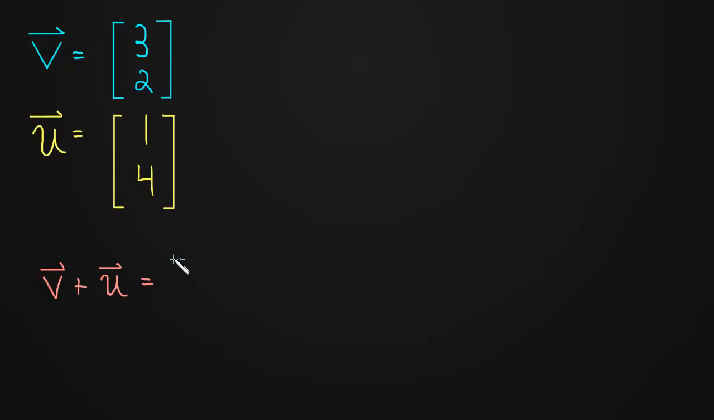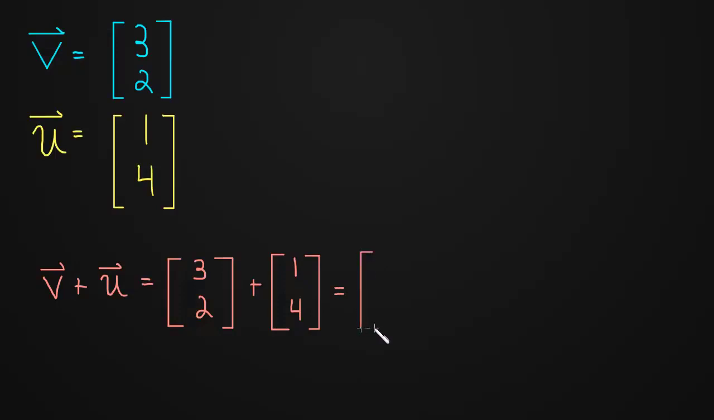So v plus u is simply going to be, we're going to take the two vectors and add them. So I'm writing out every step here. And how do we do this? Well, we just add their corresponding components together. So the first component of v plus u is just going to be the first component of v, which is 3, plus the first component of u.